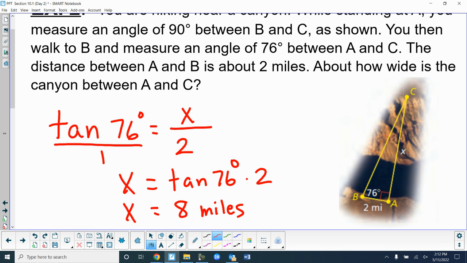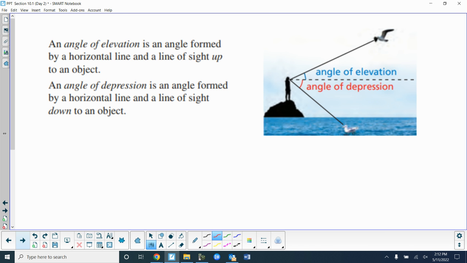All right, so again, you just draw a picture of what they tell you. They have the picture for us, and then look at the information you're given to figure out if it's sine, cosine, or tangent. This was tangent again because across from the 76 was the opposite side, and the 2 miles was the adjacent side. Okay, let's look at one more.